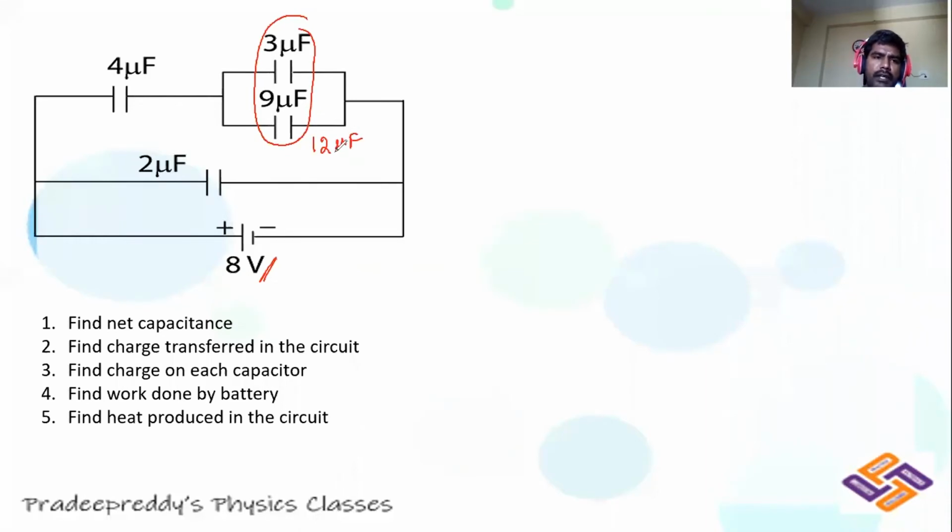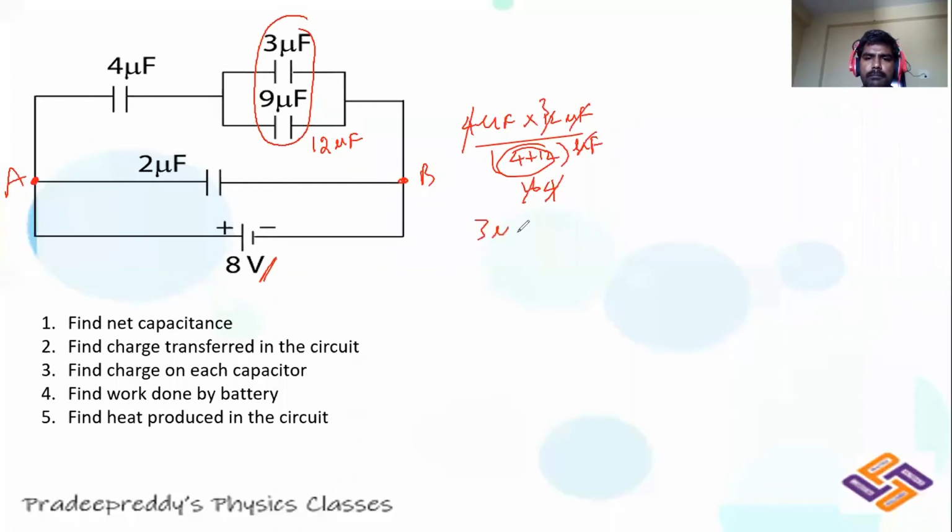And 12 microfarad is in series with 4 microfarad. I will denote this as A, B. The 12 microfarad and 4 microfarad are connected in series, right? So I'll simply write it as 4 microfarad into 12 microfarad divided by 4 plus 12 microfarad. So what is the final answer? 12 plus 4 is 16, and 4 into 12 divided by 16 is 3 microfarad, right? Now what is the effective capacitance in the upper portion?